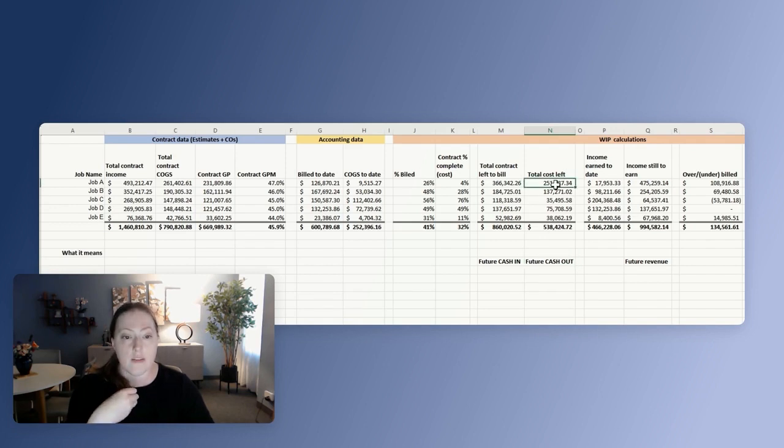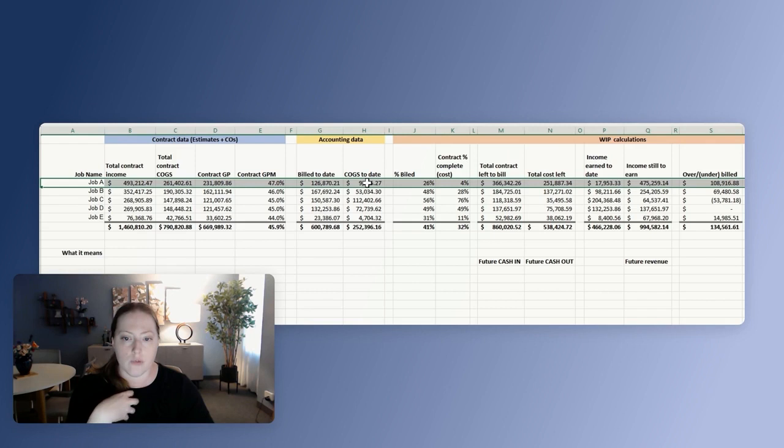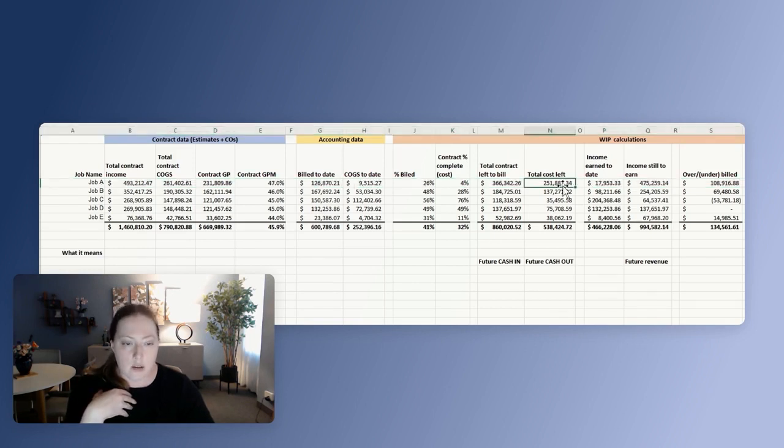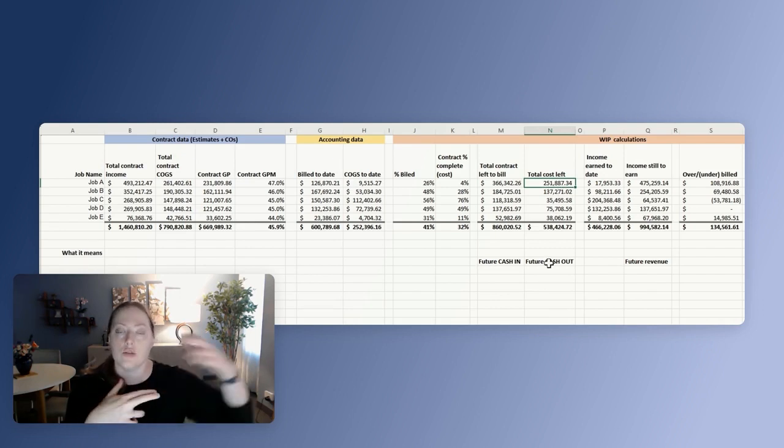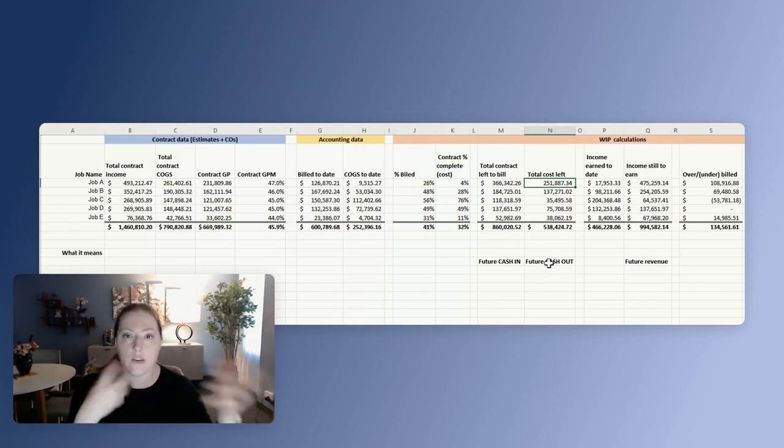So for example, if I know that on the invoices in this Job A, so far I have only received $9,500, but I know that I still have $251,000 left. So I know that eventually in the future, I need to pay these invoices that are going to come in. That's $251,000. And I'm trying to figure out when that is going to happen.